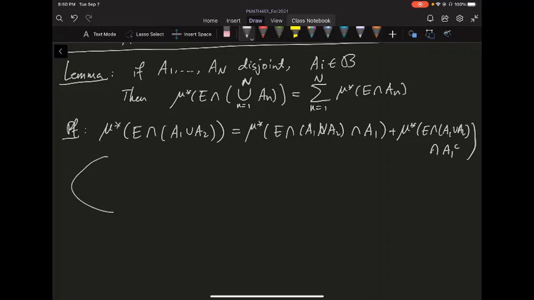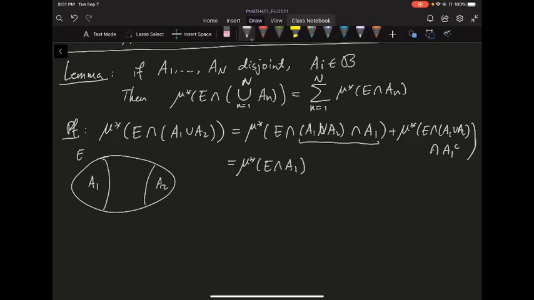All right, so let's draw a picture. So here is the set E. Well, you can have A1 intersect E, that's here. Because A2 is disjoint from A1, A2 has to live inside the A1 complement. So A2 must be here. So when you take their union and then intersect A1, first of all, this one clearly has to be A1. So this is clearly mu star of E intersect A1.